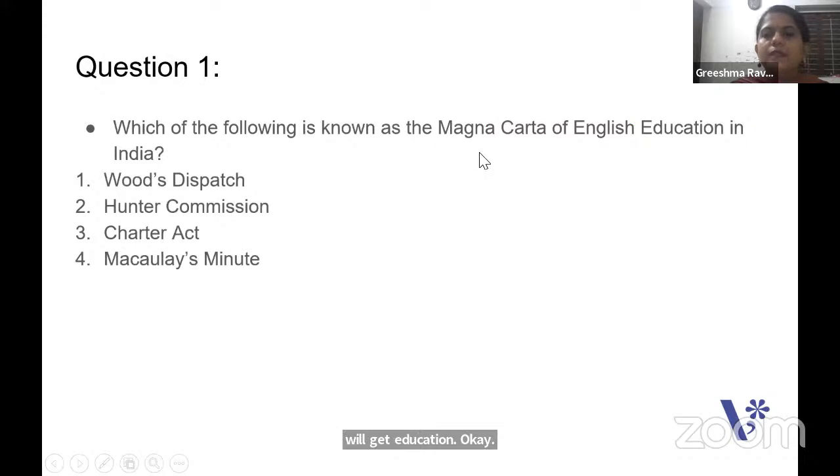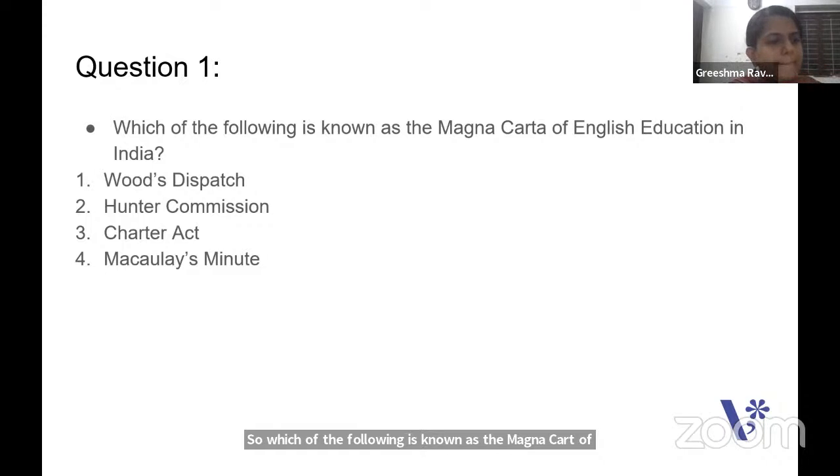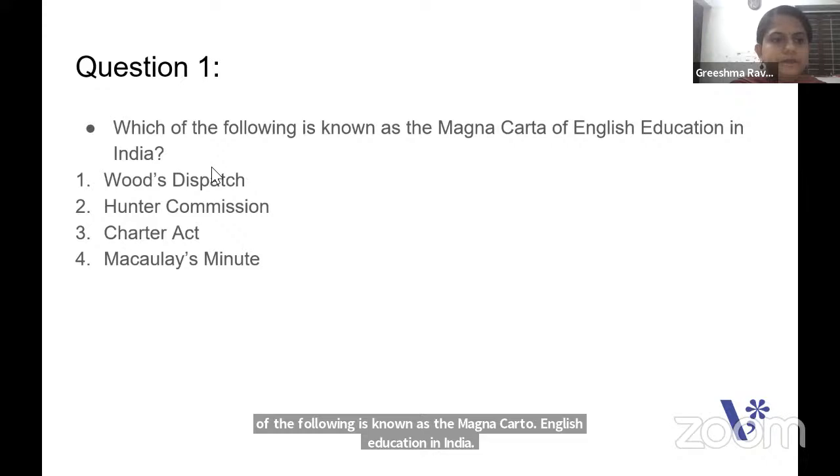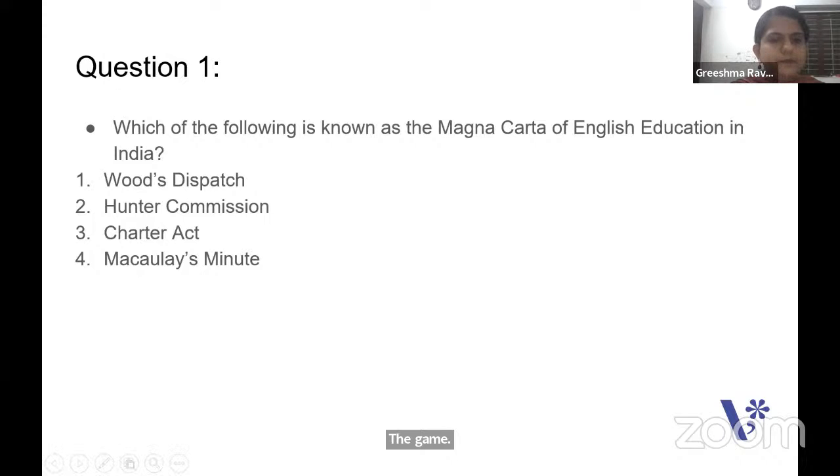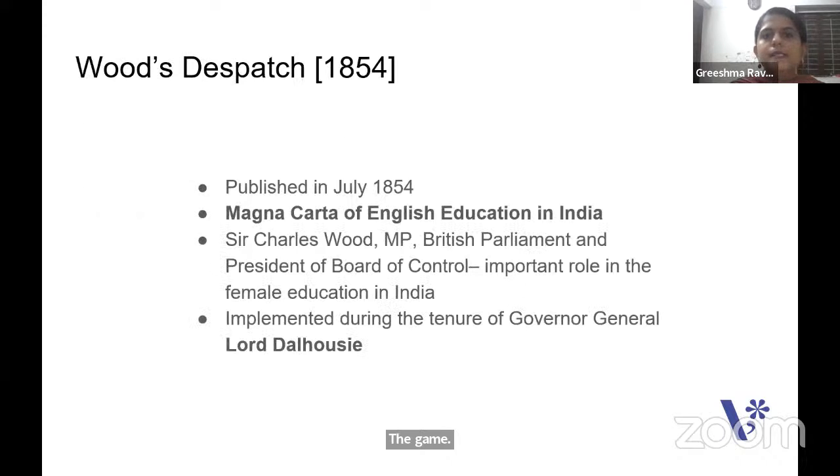So which of the following is known as the Magna Carta of English education in India? It is easy, right? Magna Carta. Which of the following is known as the Magna Carta of English education in India? The answer is Wood's Dispatch. Wood's Dispatch is known as the Magna Carta of English education in India.